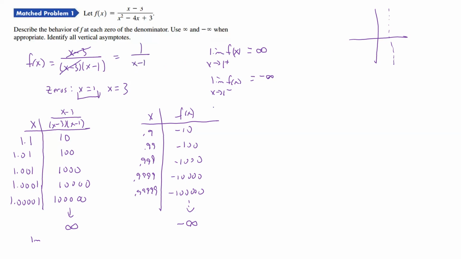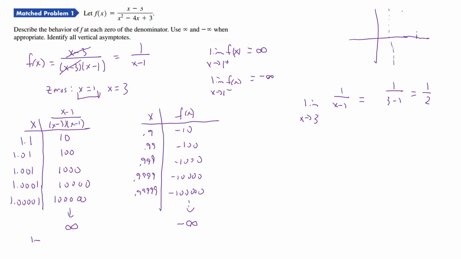Okay. And now we can do the limit as x approaches 3 of 1 over x minus 1. And that's going to be what? Well, that's going to be 1 over 3 minus 1, or 1/2. Okay. And so that's what the value is going to be there. And so as we approach 3, it's going to be at about a half.